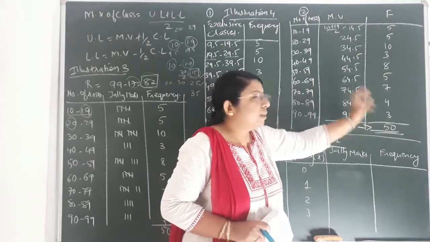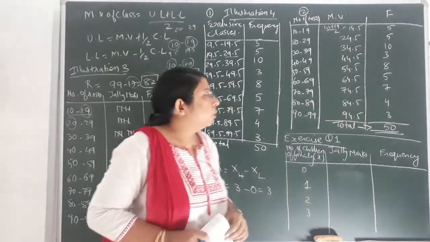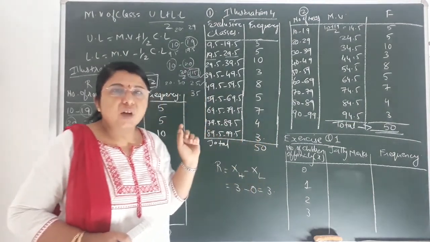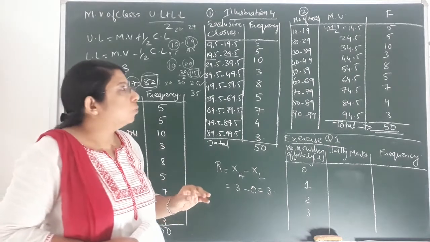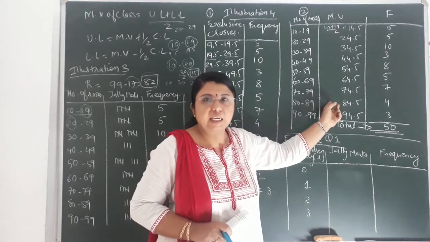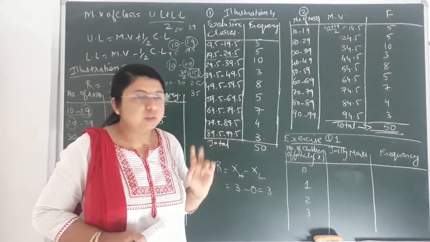Next, that is frequency, that is the same as what is given in the question, I have just copied it over here. Okay, so these were the two important points of illustration 4, that is how to convert inclusive data to exclusive frequency distribution and how to find the mid value of the classes that has been given to you. Okay, so these are the 2 points today that we have studied.